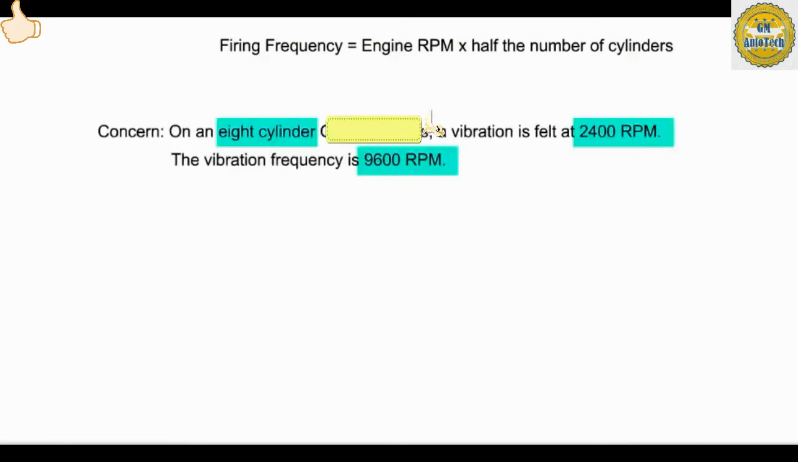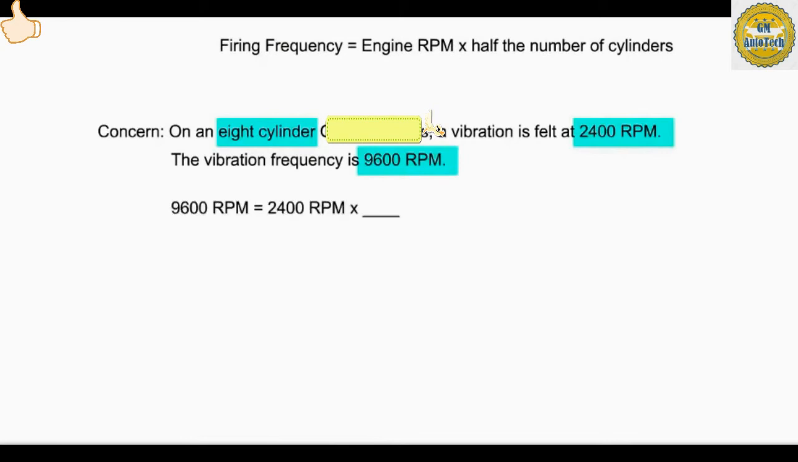Here's an example. Let's say you're test driving an 8-cylinder. When engine speed gets to 2400 RPM, you feel a vibration. The vibration analyzer tells you the frequency of the vibration is 9600 RPM, or 160 Hertz. That's a pretty high frequency, so it's likely that it's second, third, or fourth order. Let's do a quick calculation to see if it matches engine firing frequency.